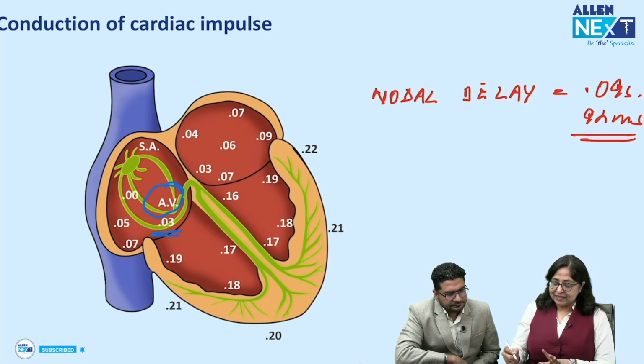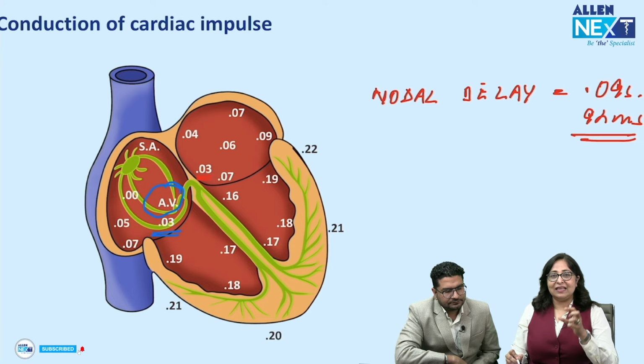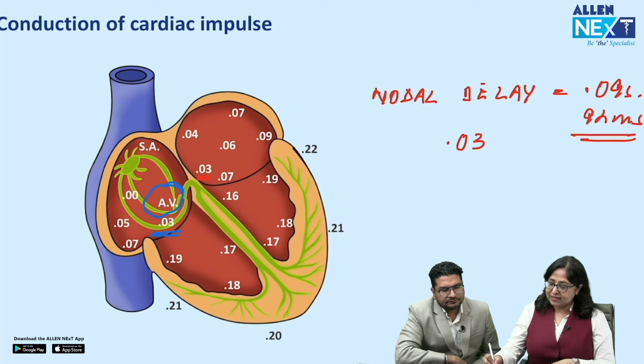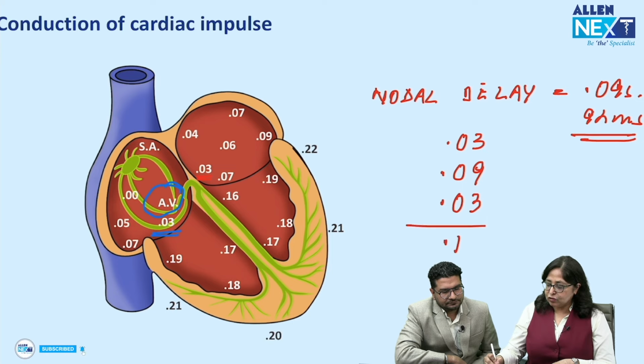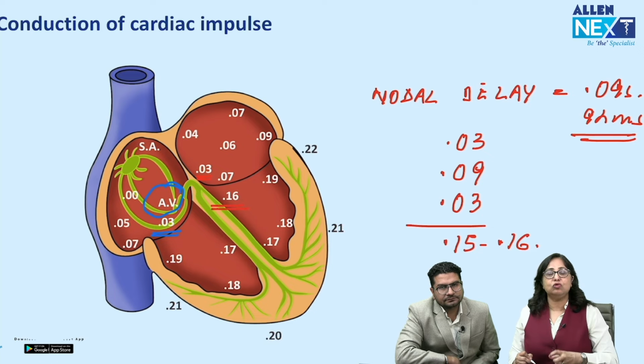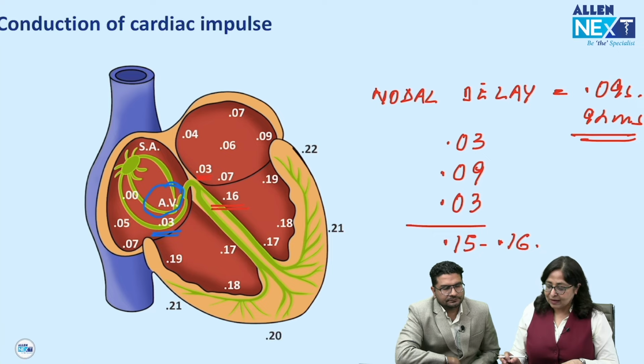Now if you look at the timeline here, it takes 0.03 seconds to reach the AV node, a nodal delay of 0.09 seconds, plus the time taken to cross the bundle of His, another 0.03 seconds. So 0.03 seconds to reach the AV node, 0.09 to cross the AV node, 0.03 to cross the bundle of His, a total of 0.15 to 0.16 seconds from start. So the time taken to reach the 2 bundle branches is 0.15 to 0.16 seconds from start.